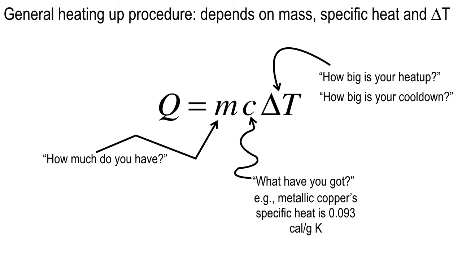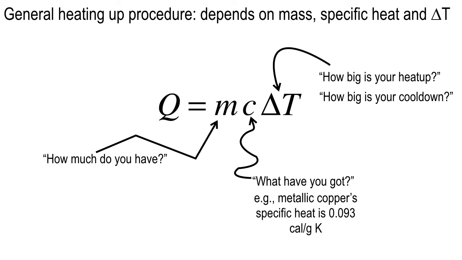Am I doing a cool down? If you're doing a cool down, this should be a negative number. And a negative value for Q would indicate that you have to extract that much, or you've lost that much heat energy. Okay? And so we're going to do an example of this in just a minute. But this encodes the amount of heat that is required to change the temperature. So I call this the heating equation.